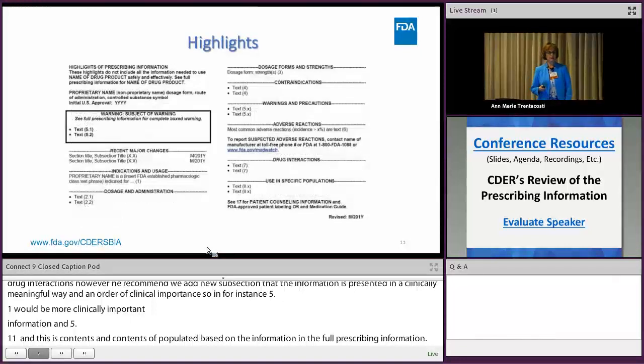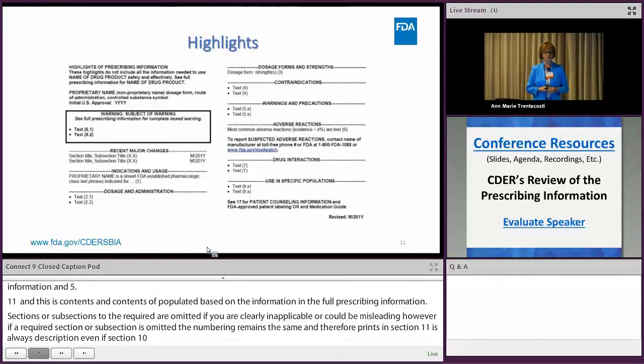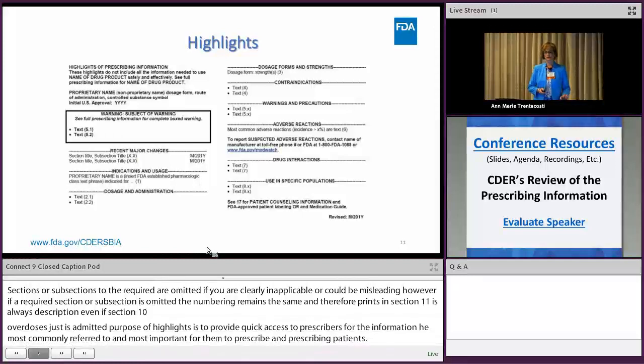The purpose of highlights is to provide quick access for prescribers to the information that they most commonly refer to and is most important for them in prescribing to their patients. So highlights is based on the full prescribing information. It's a summary of just some of the essential content, however, of the full prescribing information, and must only be 1/2 page in length unless a waiver is granted.